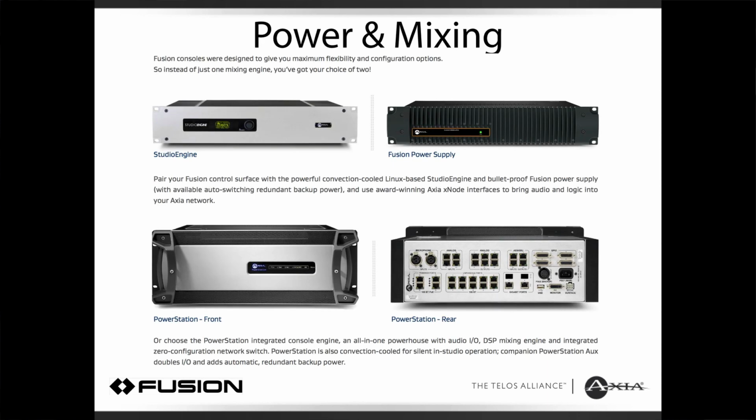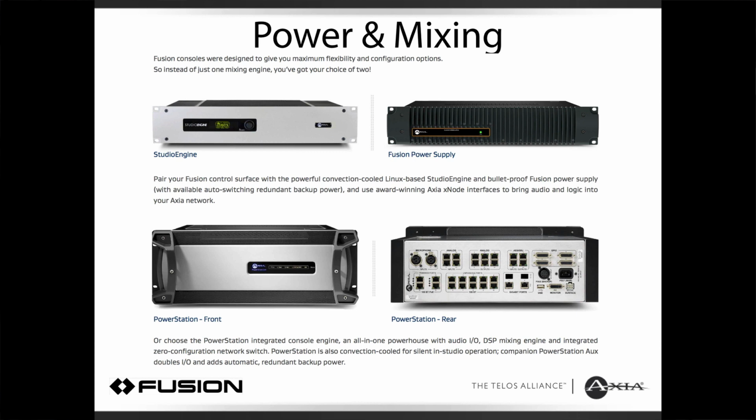So again, the two main ways to run a Fusion console are, the first way, a la carte with a studio engine and a Fusion power supply. Now, in addition to those items, you're going to need an Ethernet switch and some audio I/O. But you get to pick how much audio I/O you need to purchase for your studio. That's in the form of X nodes, by the way.